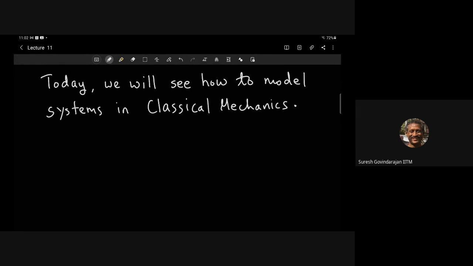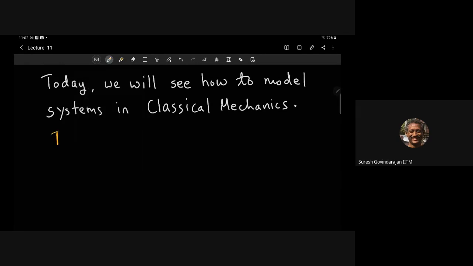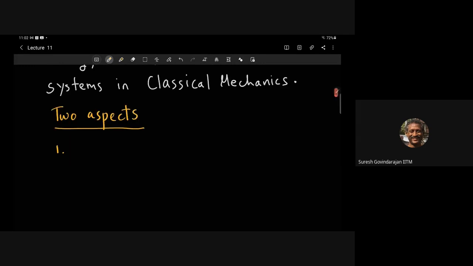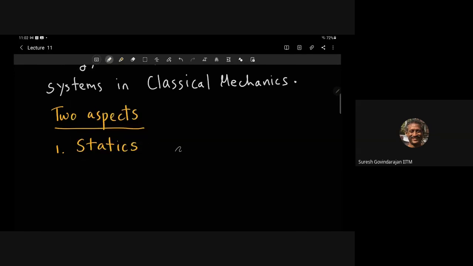So we're doing classical mechanics, and there are two aspects of classical mechanics. The first one is what we will call statics. Statics refers to the variables that we need.